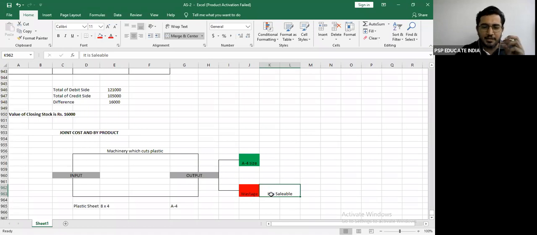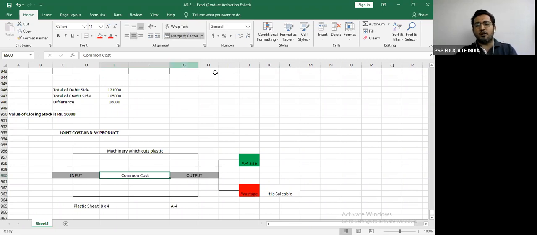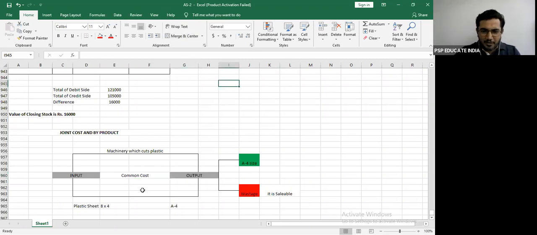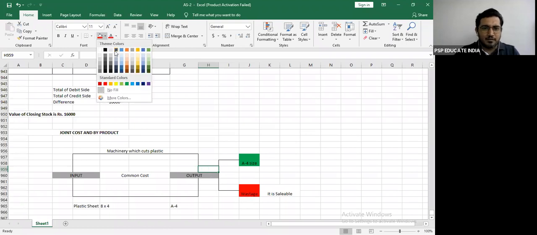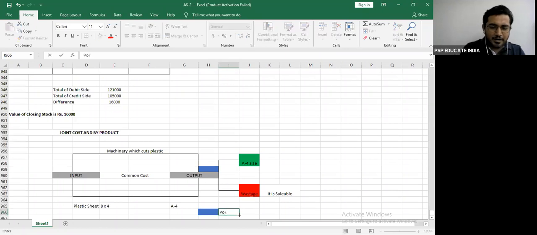Now the problem is, please pay attention, whatever cost is incurred over here is known as what, your common cost. इधर जो भी होता है वो common cost होता है, और ये जो point है, this point is the point of splitting off. Please understand this point, I am putting a mark over here, this point is point of splitting.